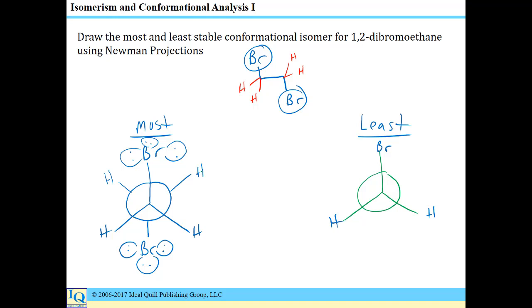On the other hand, if I want the least stable isomer, again, I'd want to put the two large groups eclipsing one another. So the two bromines would be eclipsing one another at the top in this case.